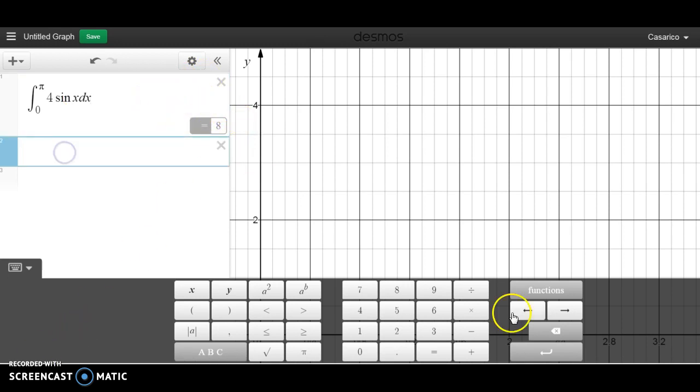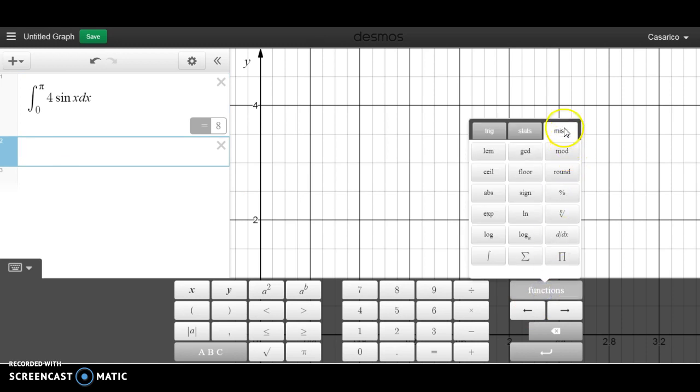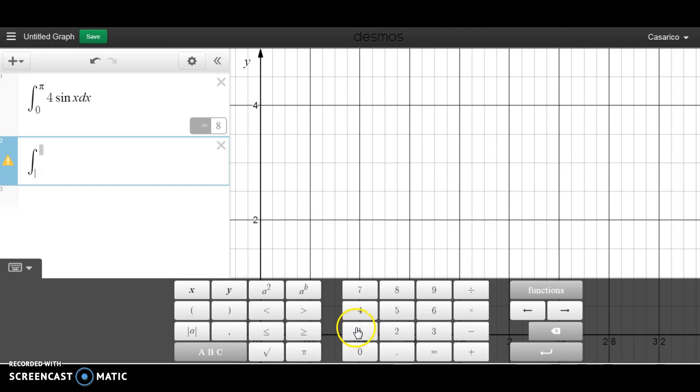So remember, you want to just go to functions, choose miscellaneous, find your integral symbol, put in your boundary, let's say 1 to 2, type in your function, maybe it's x squared this time, and don't forget the dx at the end, and it will evaluate the integral for you.